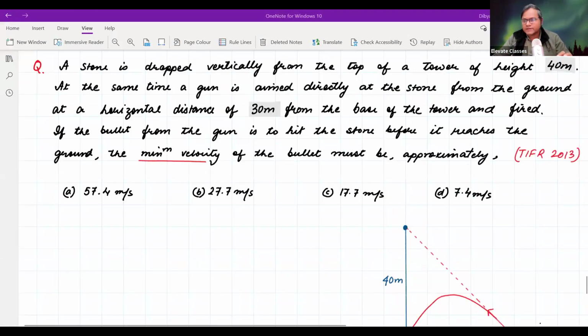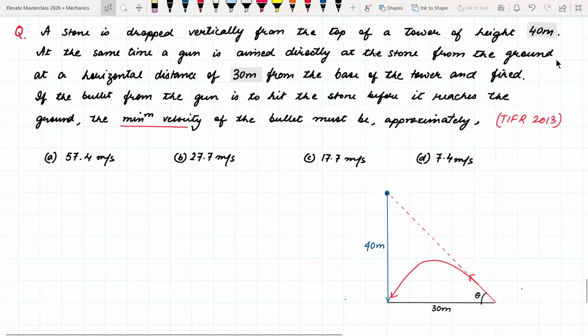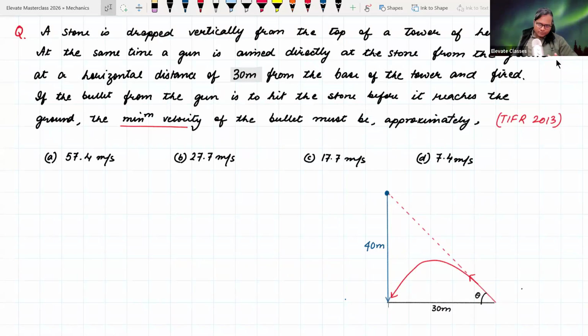Karthik, your answer is not correct. Shall we start? Yes. Let's go. All right, let's start. So as you can see, the question is simple, but it looks complicated. The TIFR questions are like that. It's a little bit deeply conceptual question. That's why I am explaining repeatedly what is happening. A stone is dropped, and as the stone is falling, a bullet is shot. The bullet is also following a projectile motion. Minimum velocity for the bullet so that it reaches the stone before the stone lands on the ground.